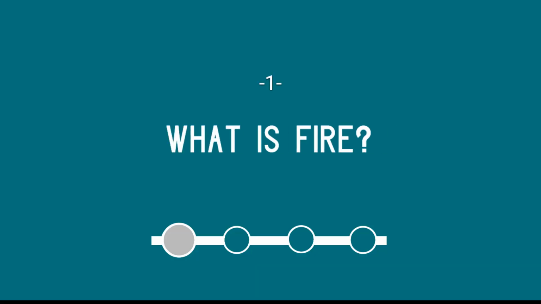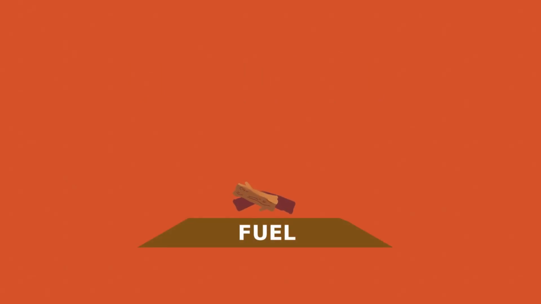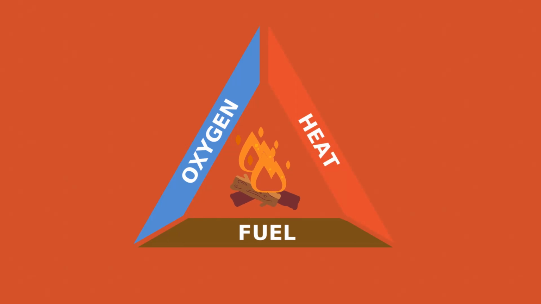What is fire? Fire is a chemical process. When you watch a campfire, you're essentially witnessing an ongoing reaction known as combustion. A burnable fuel, in your case wood, is reacting with oxygen. Heat is needed for the reaction to take place. These three elements are referred to as the fire triangle.